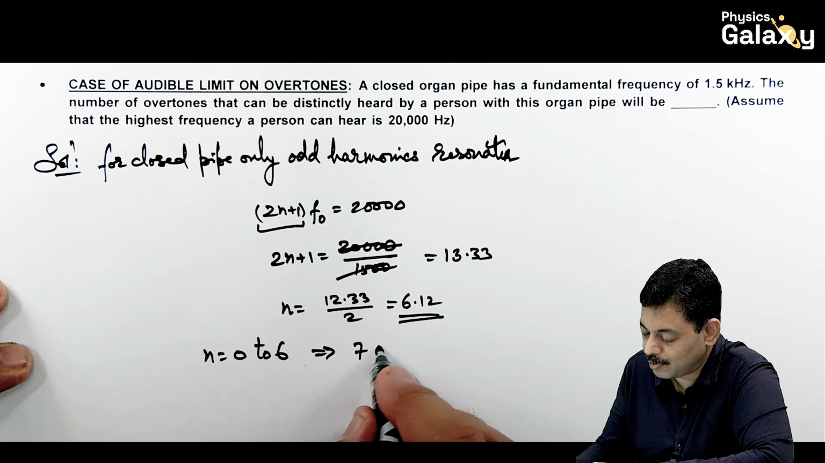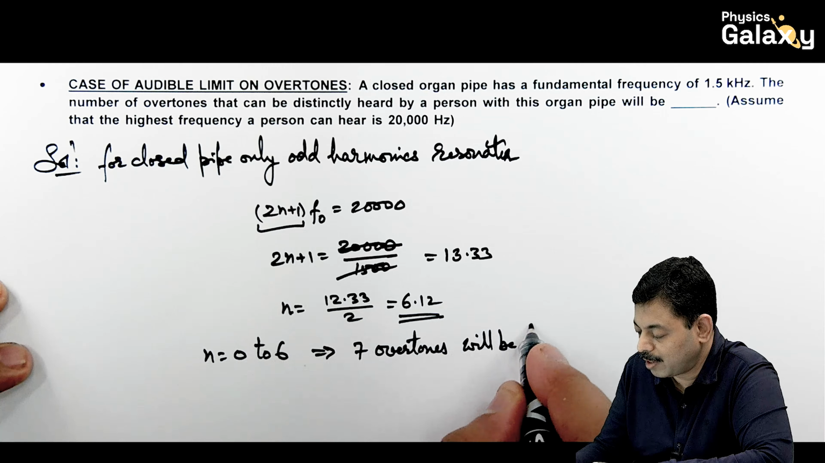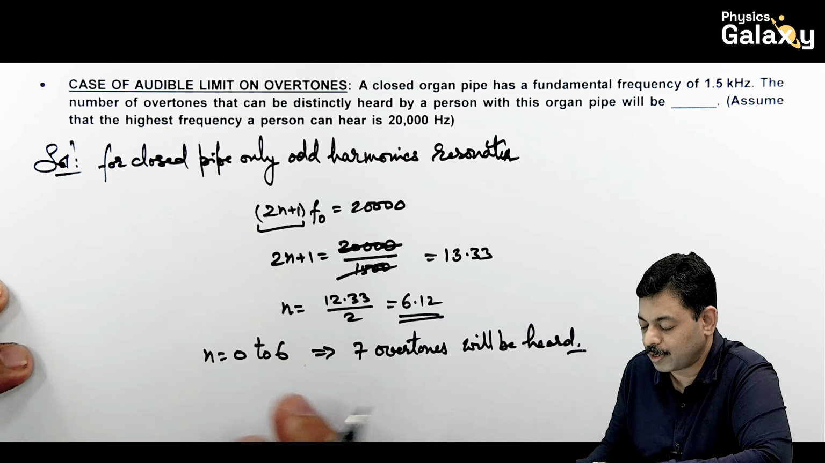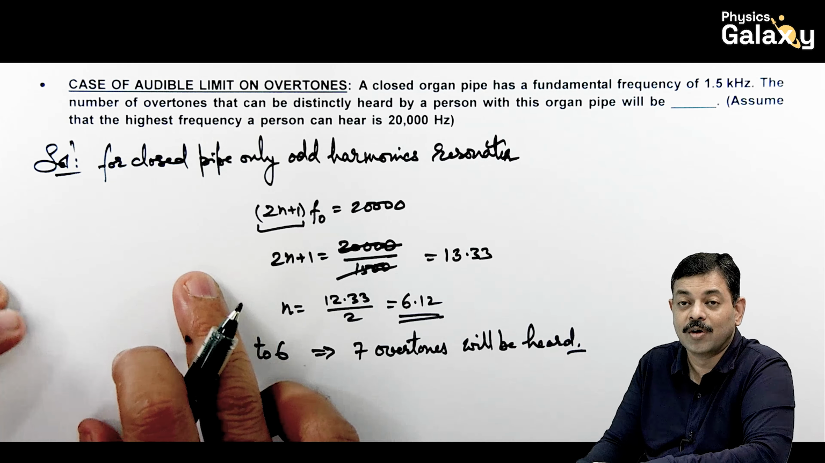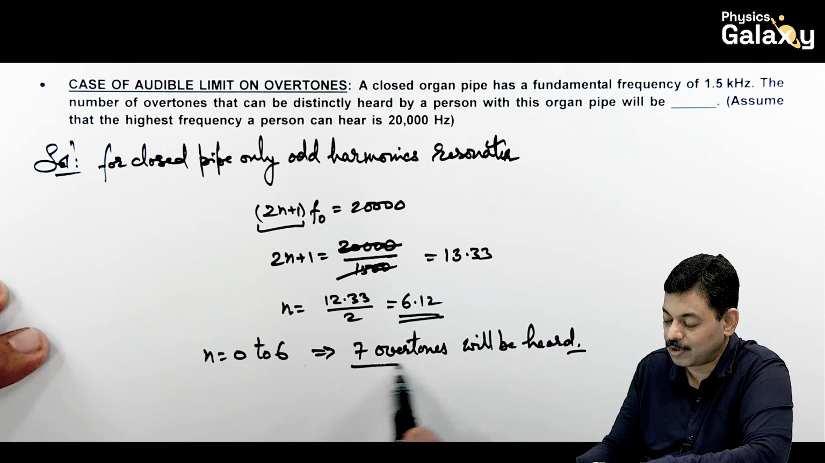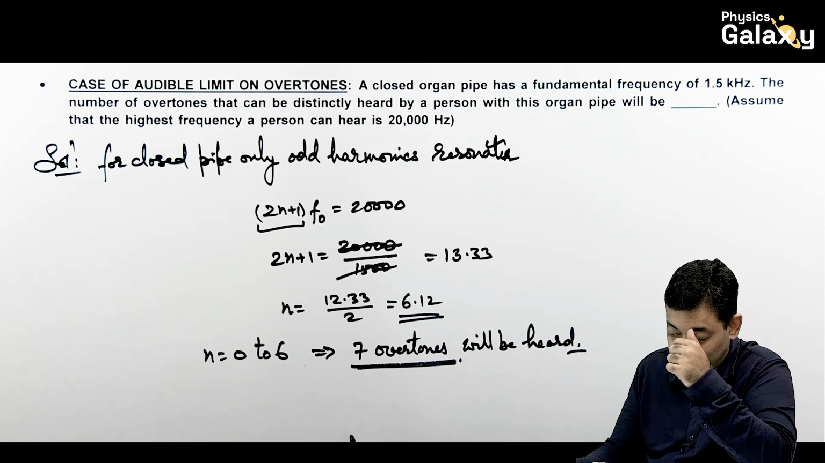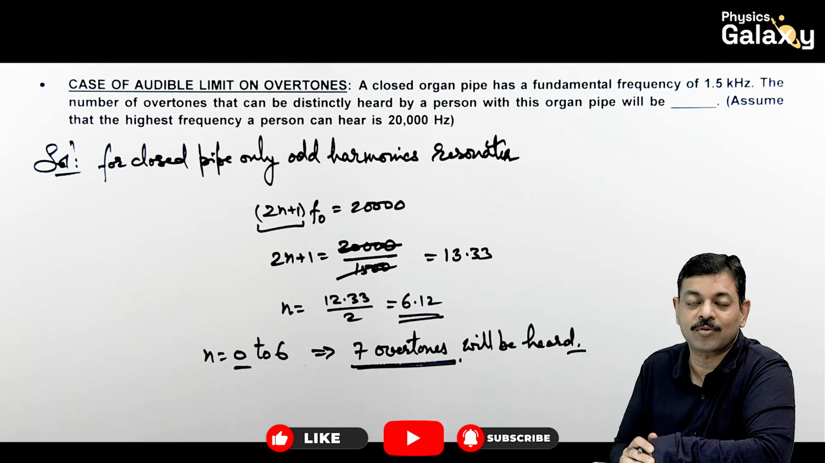This implies 7 overtones will be heard. That is, putting n equal to 0 gives the fundamental frequency, that is the first harmonic, then the second, third, fourth, fifth, so 7 tones will be heard. That's what we can say. It is asking the number of overtones, so we are going to include 0, that's also a fundamental tone.